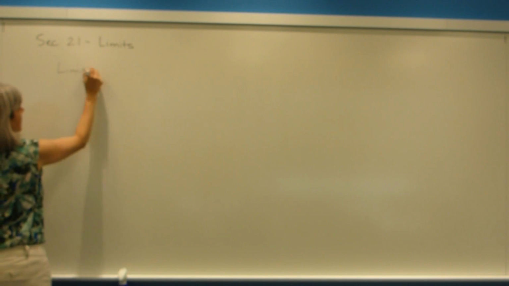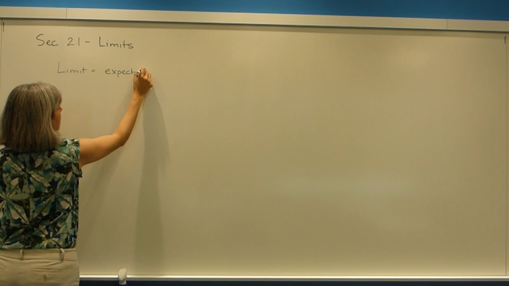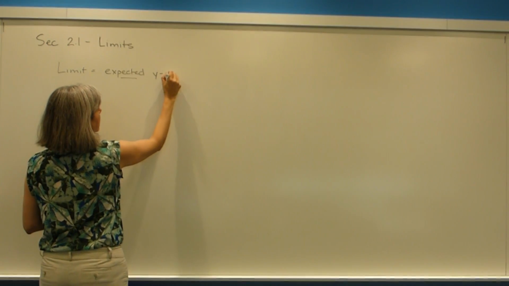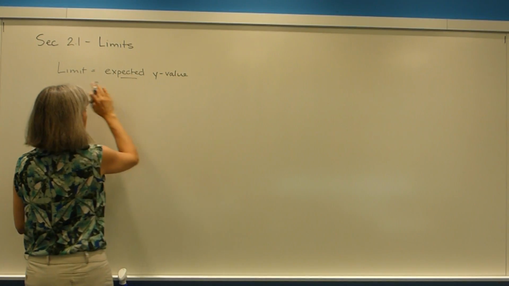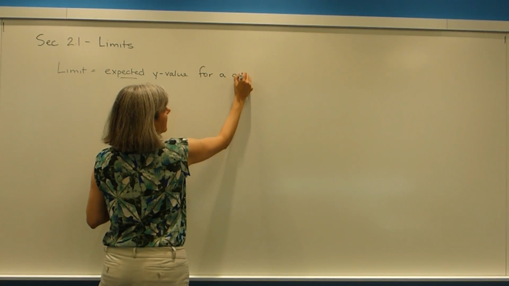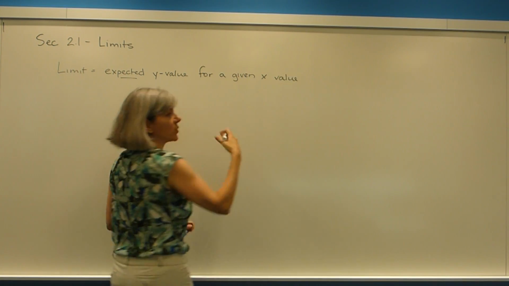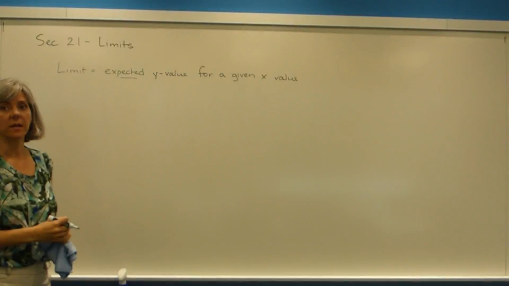So a limit is the expected y value. So two things importantly here. A limit, the answer to a limit, is a y value. That's an important thing to know. The expected y value for a given x value. So we put an x in, and there's some expected y that comes out.